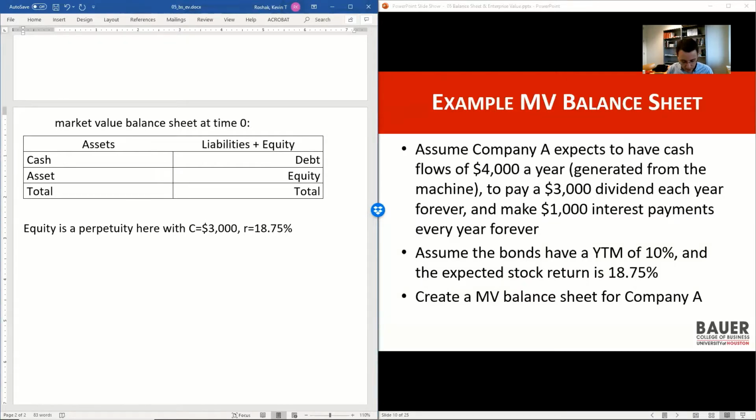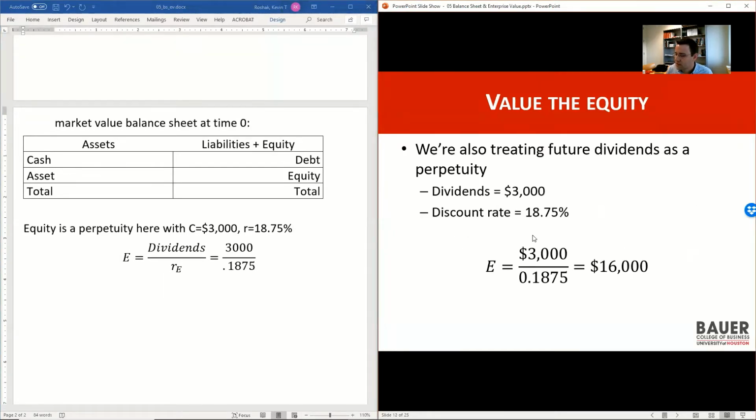So we know how to value that. We can value a perpetuity. The value of equity is the discounted value of all the dividends. If it's a perpetuity, then the equity is just dividends divided by RE. That's $3,000 divided by 0.1875. You can plug that into your calculator and get 16,000.